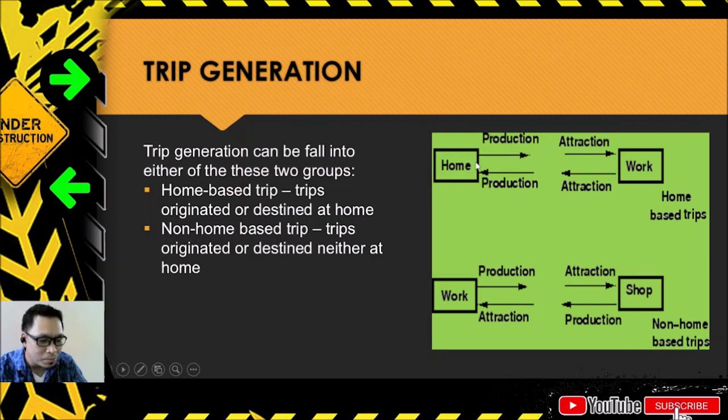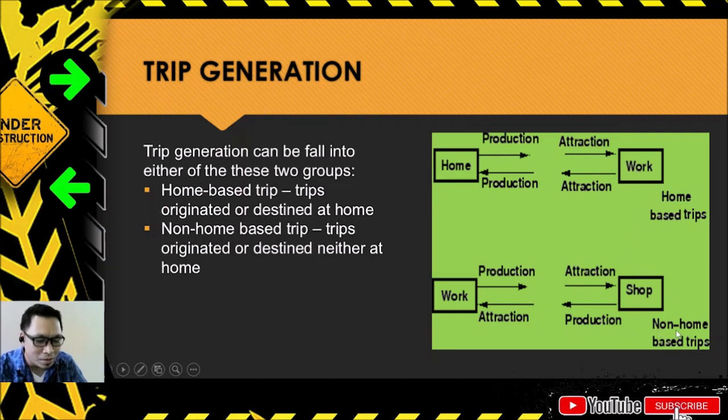From the perspective of the home, it produces a trip. Then the work attracts an individual to make that trip. Then, after the individual finishes work, the work produces a trip, and vice versa. From the perspective of the work, it produces a trip going to home, and the home attracts it. So it is reversed. That is an example of home-based trips.